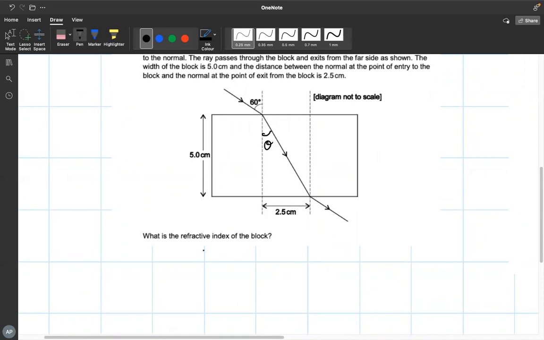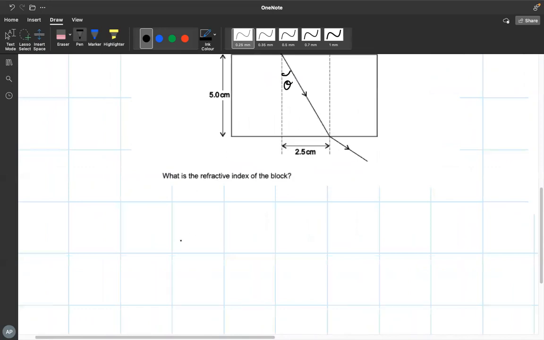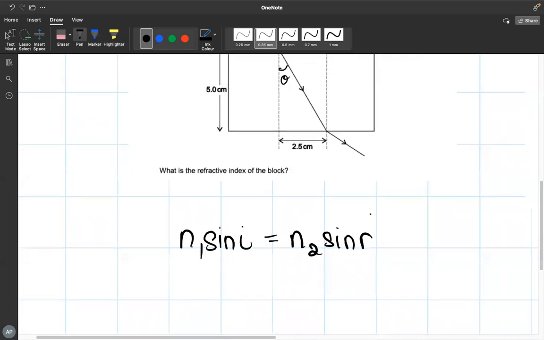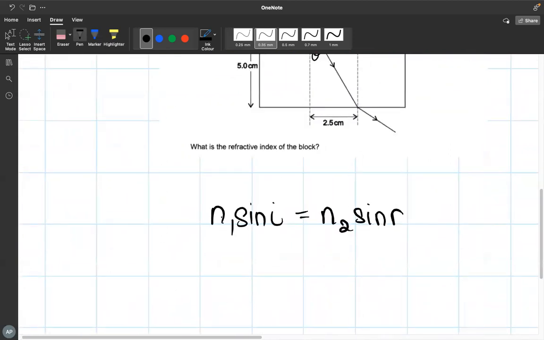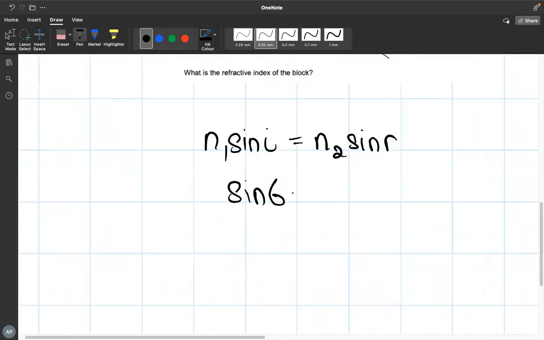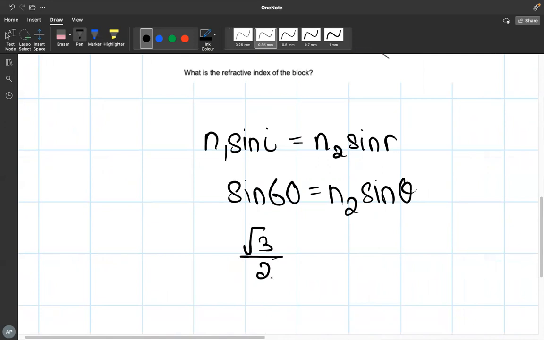So immediately it is obvious that we need to calculate angle theta. The main equation that we have to use in this case is N1 sine of the angle of incidence, so sine i, is equal to N2 sine of the angle of refraction. So we can simplify this. Given that the light is entering from air, we know that N1 will be equal to 1. So sine of the angle of incidence, which is 60, so sine 60, is equal to N2 sine of theta. Simplifying this further, we get root 3 over 2 is N2 sine theta.